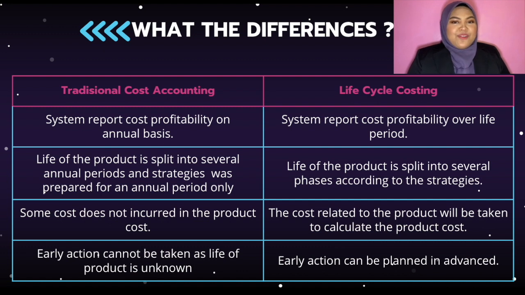Next, we move on with life cycle costing. First, the system reports cost and profitability over the life period. Second, the life of the product is split into several phases according to the strategies. Third, the costs related to the product will be taken to calculate the product cost. Lastly, early action can be planned in advance.